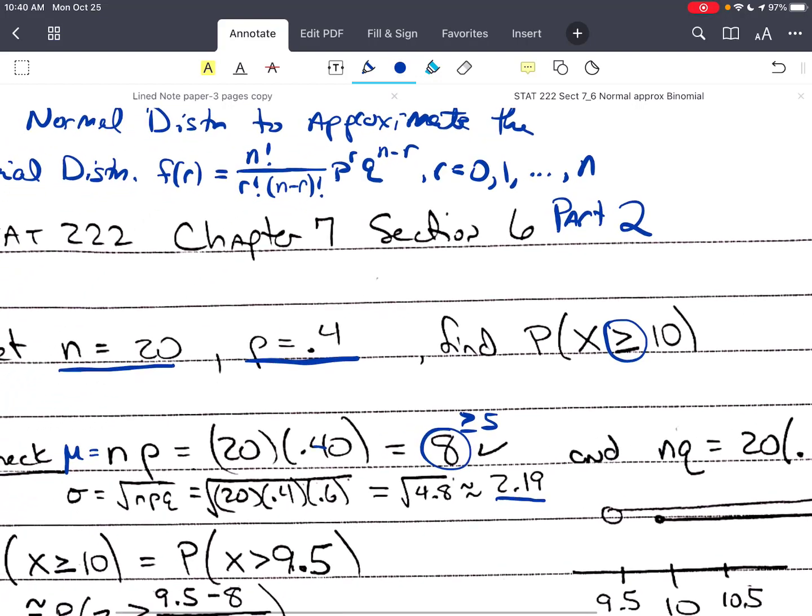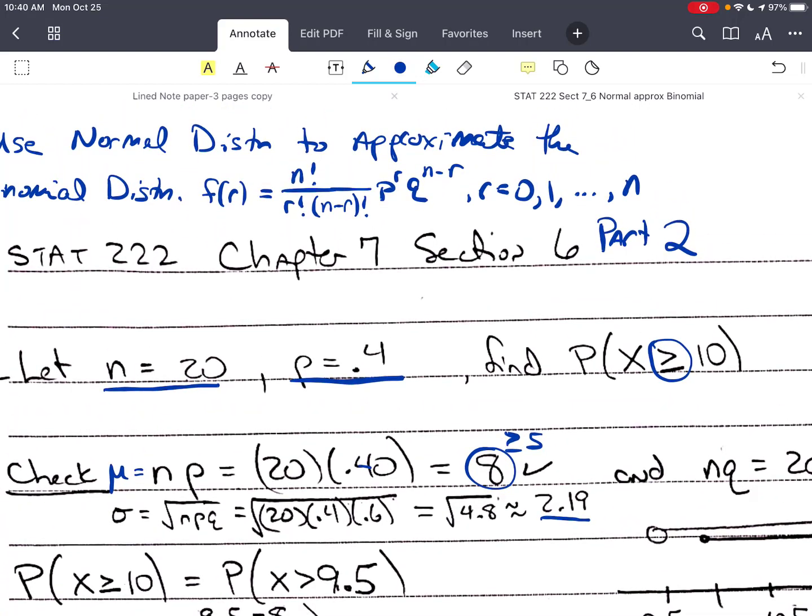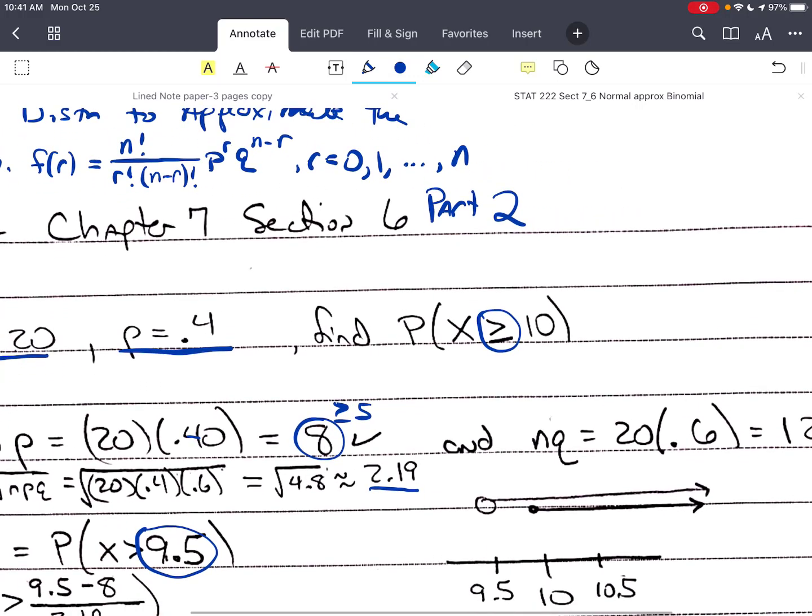All right. So the probability that x is greater than or equal to 10 is the same thing as the probability that x is greater than 9.5. So this is a continuity correction. We had greater than or equal to, so what we want to do is come over here to the number line. This is what we're looking for. 10, it's greater than or equal to 10. I have a solid dot there going upwards. It's greater than, so we go to the right.